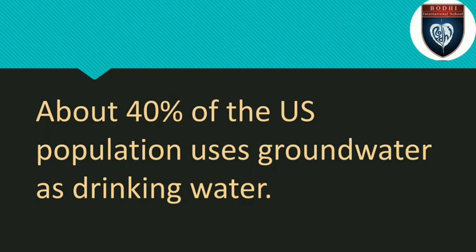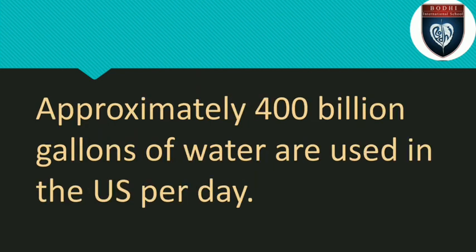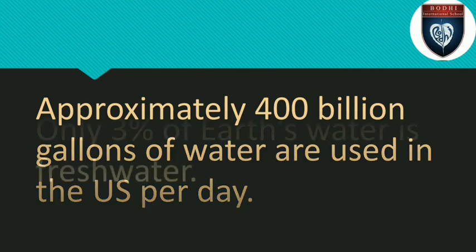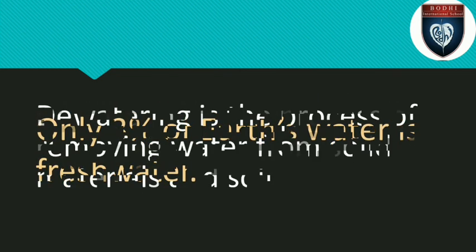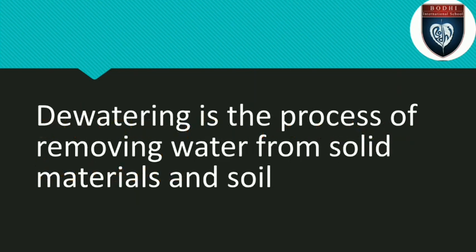About 40% of the US population uses groundwater as drinking water. Approximately 400 billion gallons of water are used in the US per day. Only 3% of Earth's water is fresh water. Dewatering is the process of removing water from solid materials and soil.